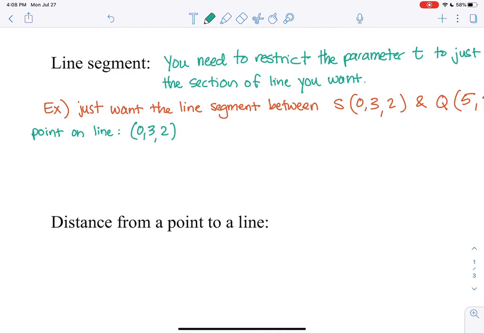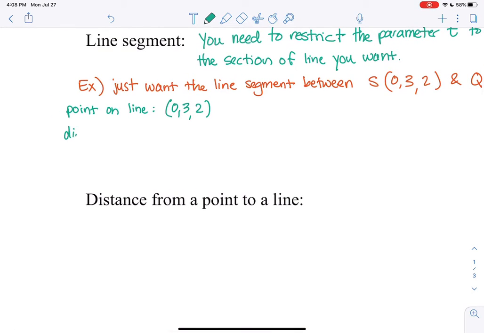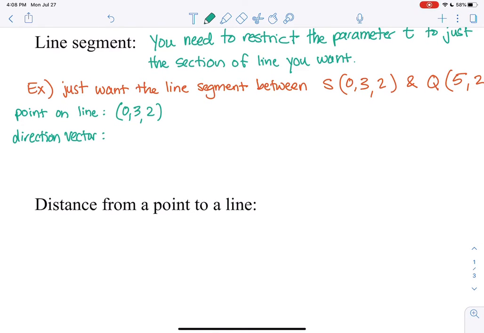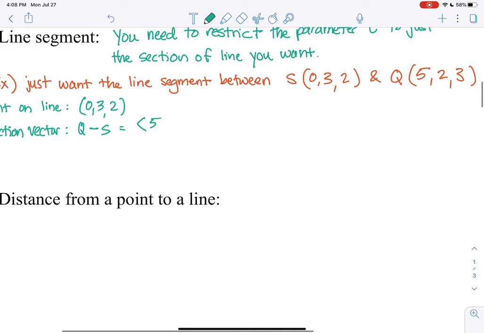And now we need a direction vector. And to get that, you can just subtract S from Q, and that gives you the vector between them. So in that case, we'll do Q minus S, which will be 5 minus 0 is 5, 2 minus 3 is -1, and 3 minus 2 is also -1. So there's a direction vector.